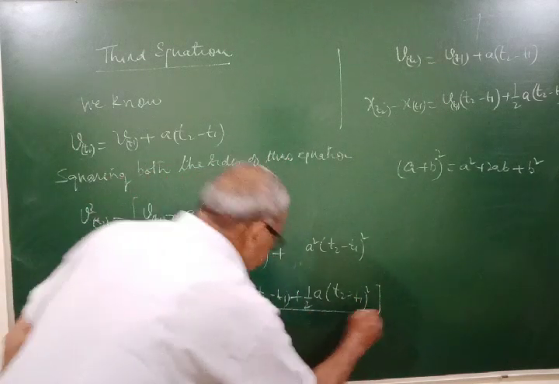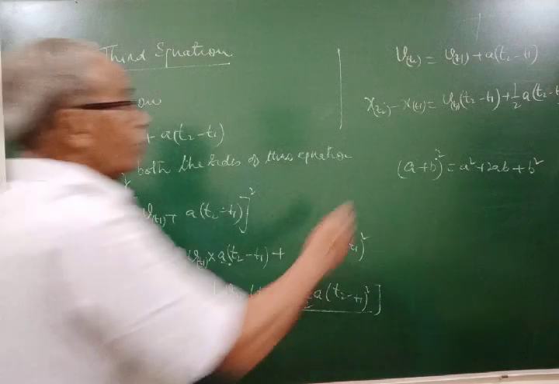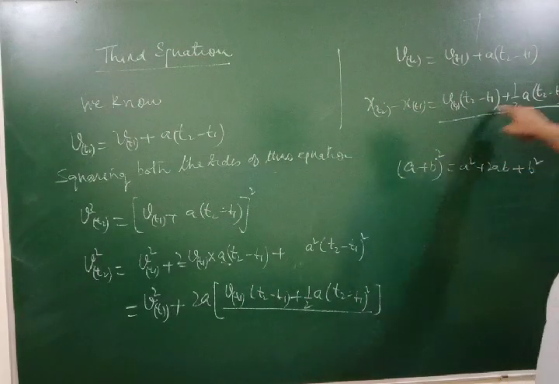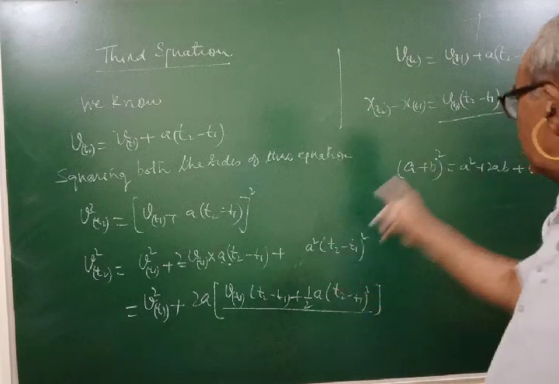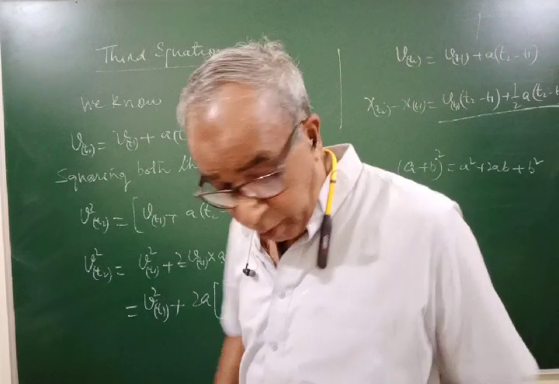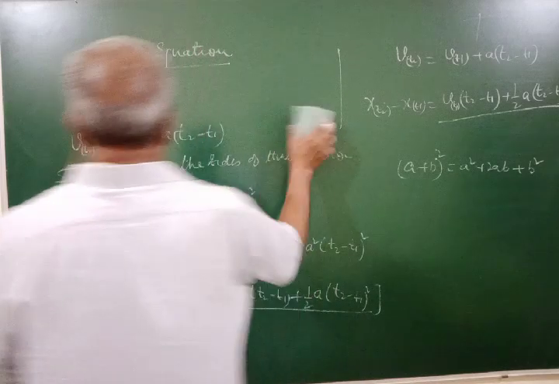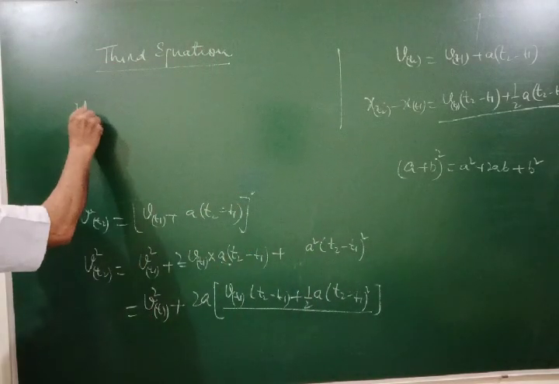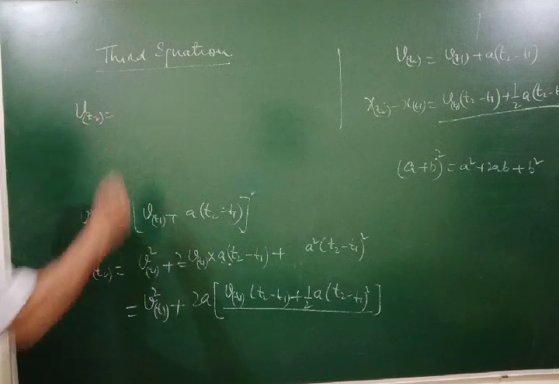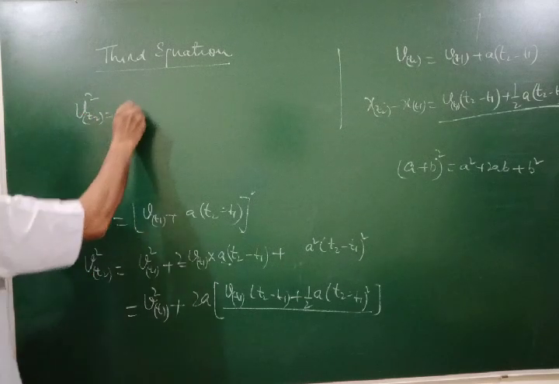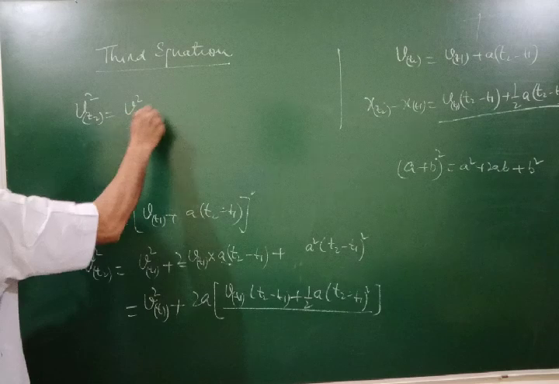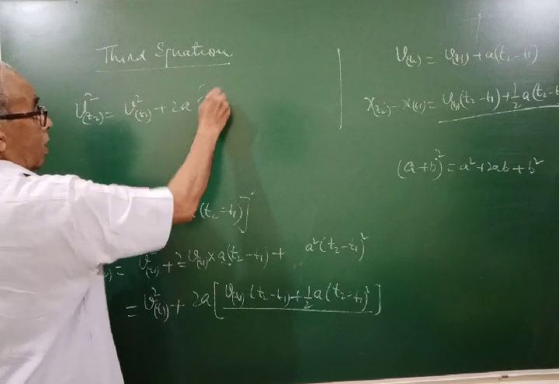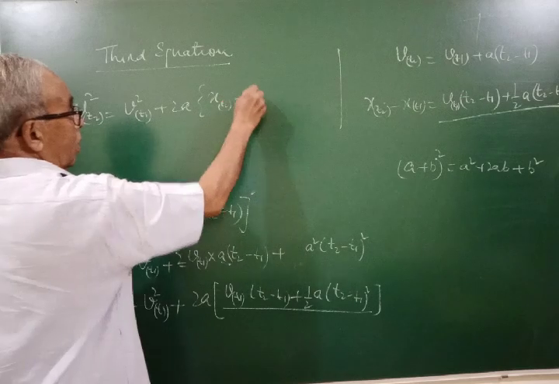And you know what this is? From equation 2, V(t1) into (t2 minus t1) plus half a into (t2 minus t1) whole square is equal to x(t2) minus x(t1), and hence this equation comes to be: v square t2 equal to v square t1 plus 2a into (x(t2) minus x(t1)).